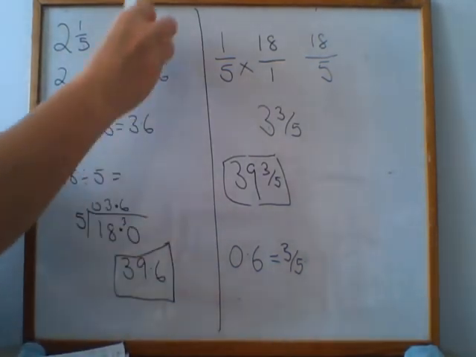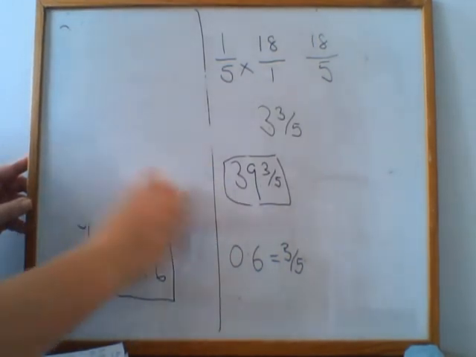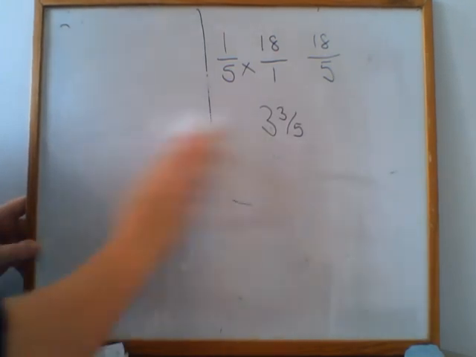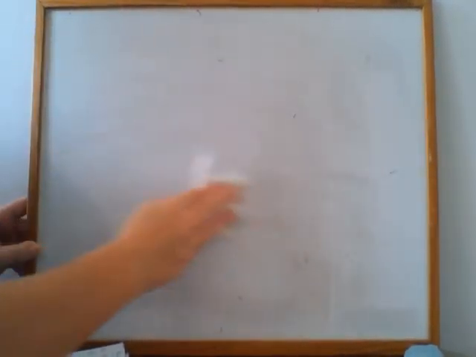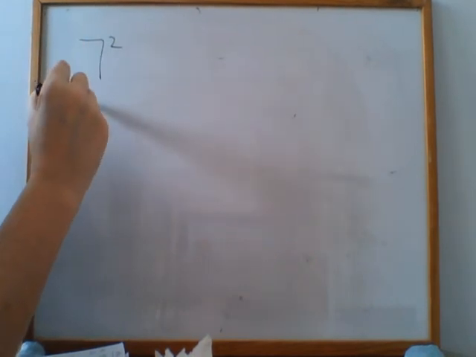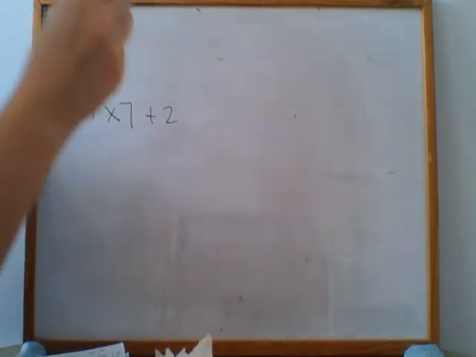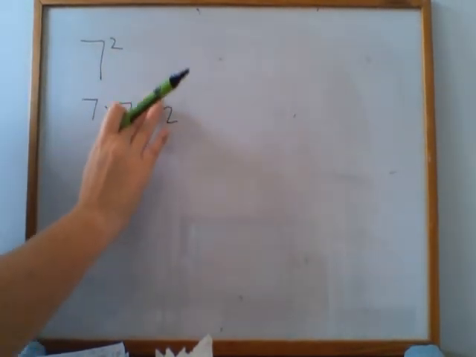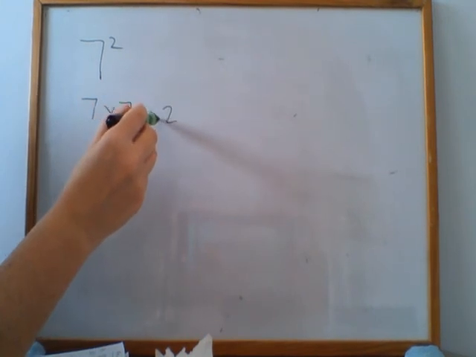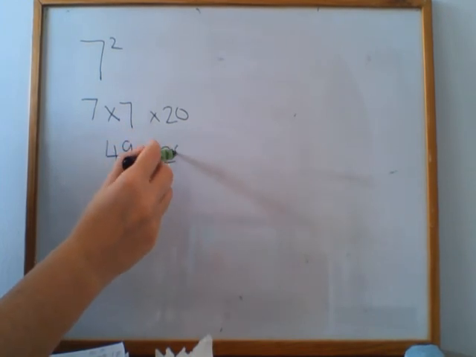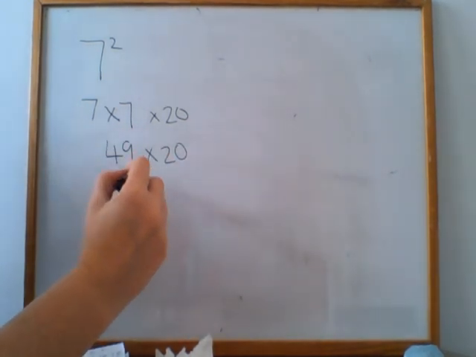Okay, number 12, the last one, asked you to do 7 squared plus 20. So 7 squared plus 20. So if you've been doing any area with me on the other videos, you know that means 2 dimensions, 7 squared. So you do 7 times 7 and then plus. Actually, it's not plus, it's multiply. 7 times 7 and then multiply it by 20. So 7 times 7 is 49 and then multiply it by 20. So your sum would be 49 times 20.